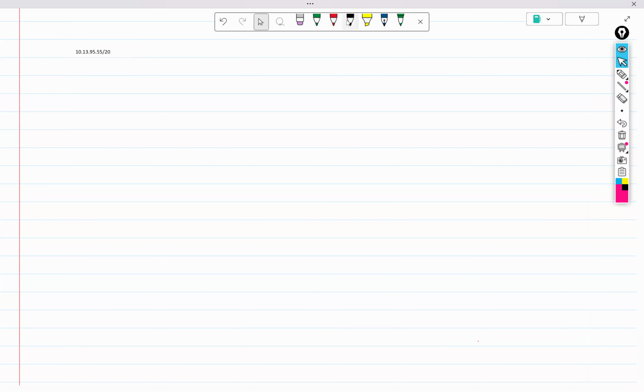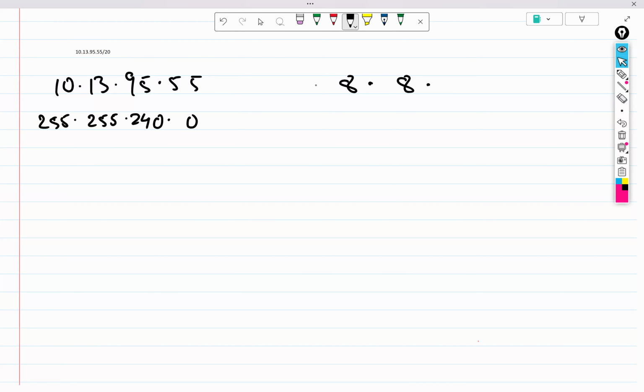So it says 10.13.95.55/20. /20 means 8 in the first octet, 8 in the second octet, and 4 in the third octet. So we need 4 more bits, right? So 128, 192, 224, 240. So 255.255.240.0 is the address mask.